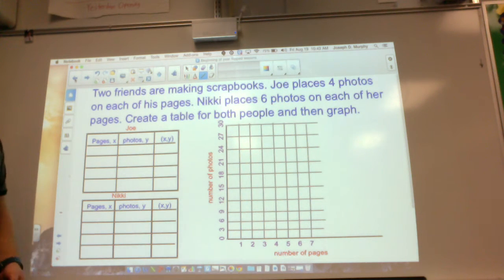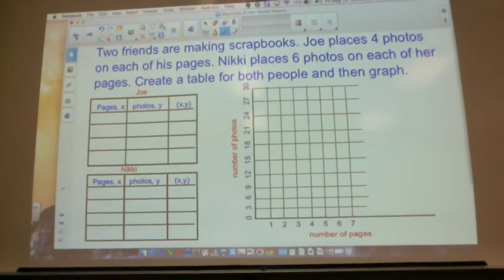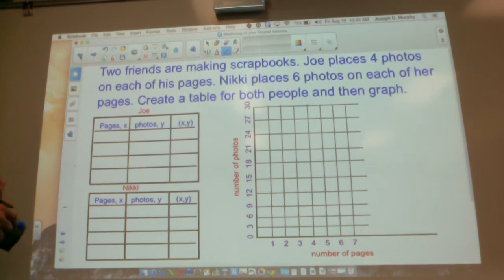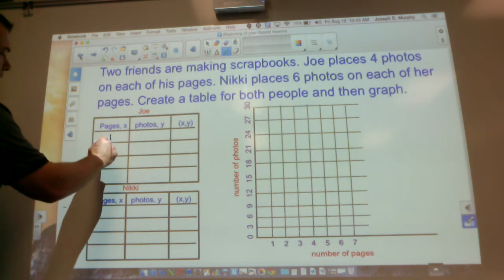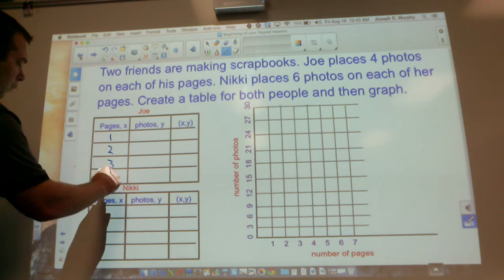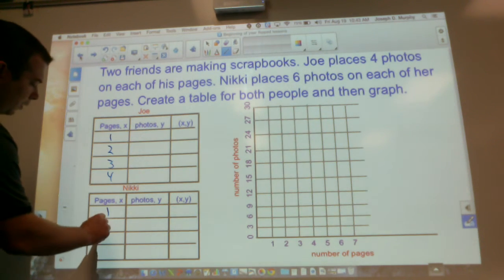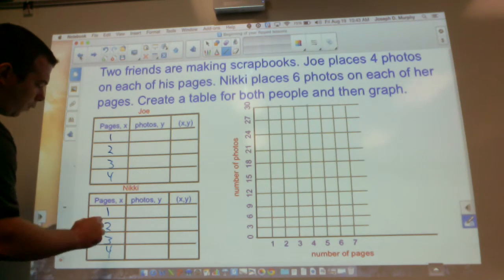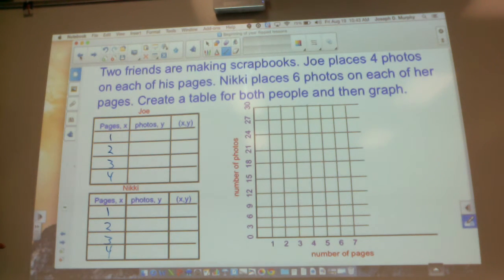All right, so now we're blank here. We have to do it. Let me see if I can zoom in a little bit here. Let's see, how does that look? I think we can see that pretty well now. Okay, so let's have Joe make 1, 2, 3, and 4 pages, and Nikki have 1, 2, 3, 4 pages. They're both going to have 4 pages.